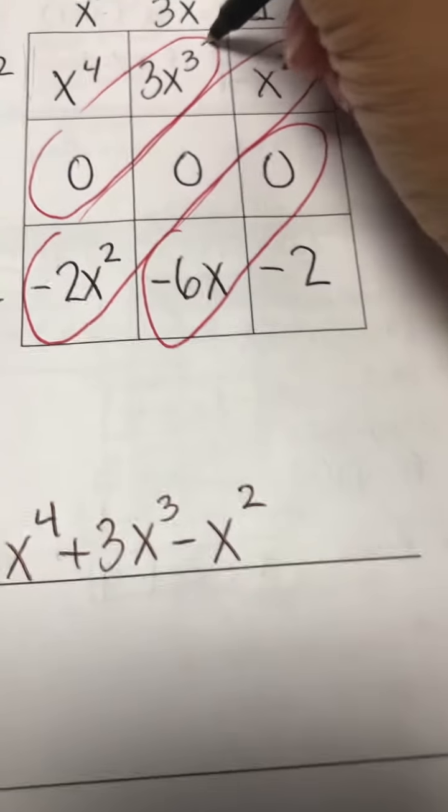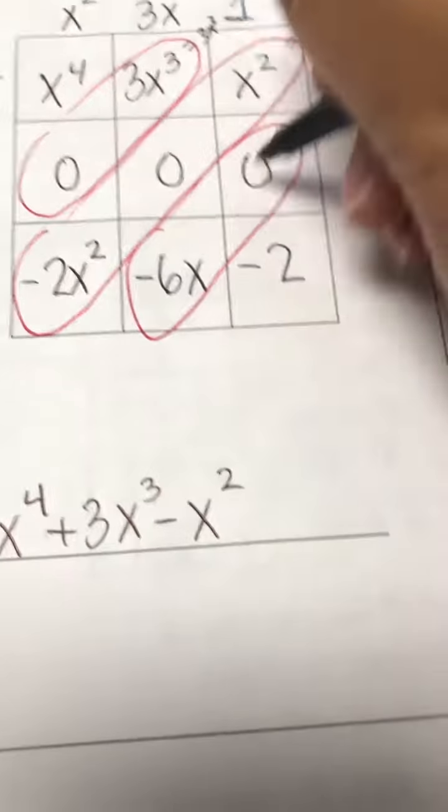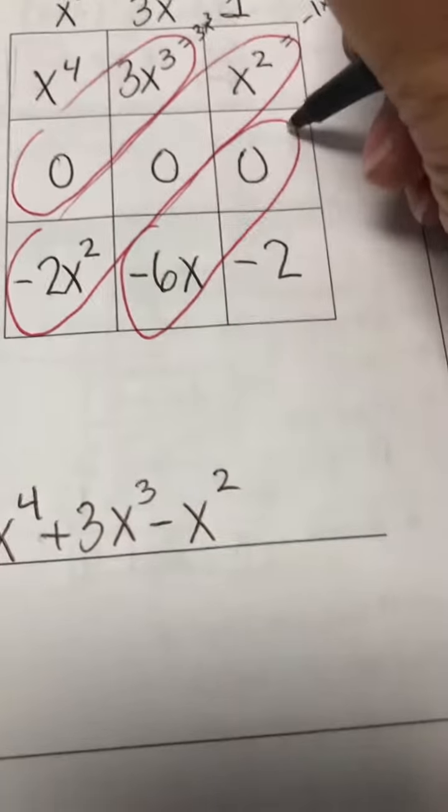All right. So now we're going to combine our like terms. And then we're going to write everything in order. So x to the fourth, 3 plus 0 is 3, so 3x cubed. Negative 2 plus 0 plus 1 is negative 1. So negative 1x squared is just negative x squared. Negative 6 plus 0 is negative 6. And then negative 2.